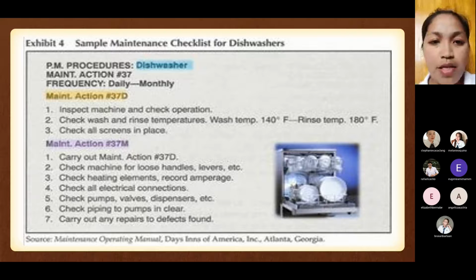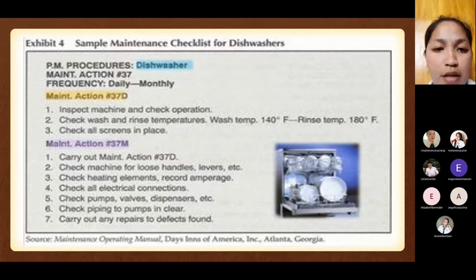Another sample of maintenance checklist for dishwasher. Dishwasher. Maintenance action. Inspect machine and check operation. Check wash and rinse temperature. Wash temperature should be 140 Fahrenheit. Rinse temperature should be 180 Fahrenheit. And then check all screens in place.